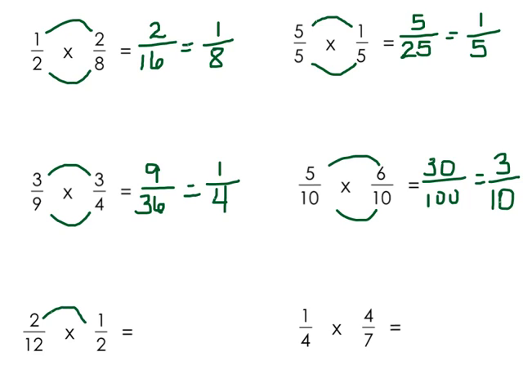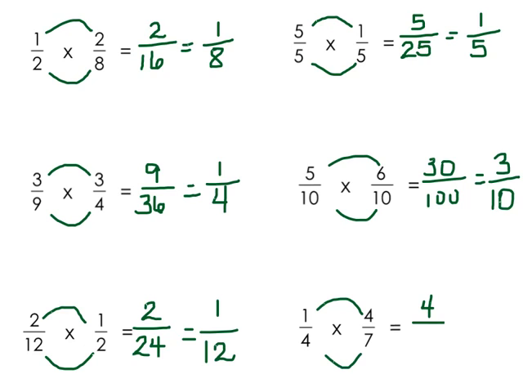My next problem says 2 times 1 is 2. 12 times 2 is 24. Even numbers, I can divide by 2s. 2 divided by 2 is 1, and 24 divided by 2 is 12. And next I have 1 times 4 is 4. 4 times 7 is 28. I can divide by 4. 4 divided by 4 is 1, and 28 divided by 4 is 7.